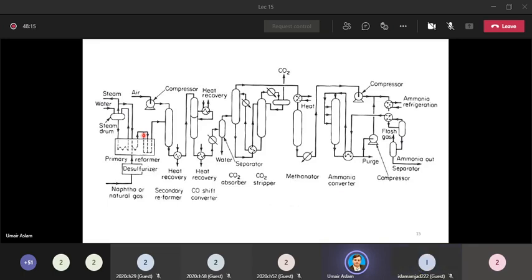Okay sir. So 85% of this methane entering the primary reformer is converted into CO, CO2 and H2, while the remaining unreacted methane goes into the secondary reformer, where this remaining 15% methane is converted into CO, CO2 and H2.